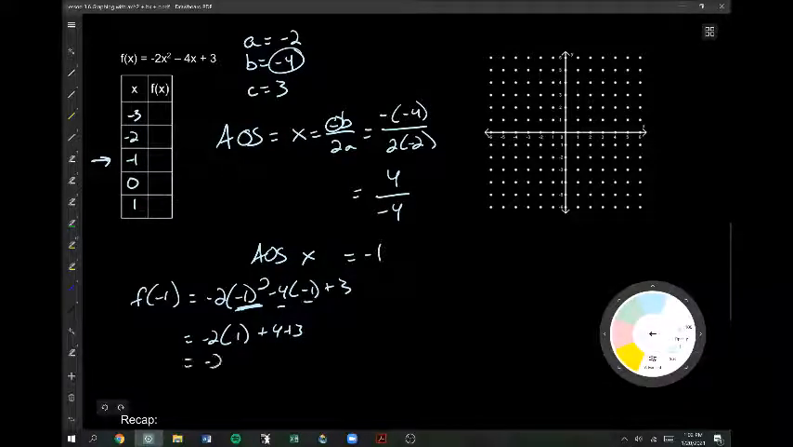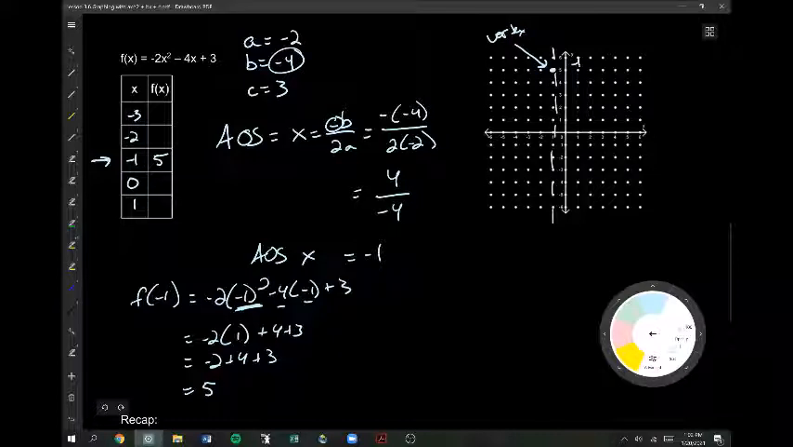And negative 4 times negative 1 is positive 4. Negative 2 times 1 is negative 2. Negative 2 plus 4 plus 3 is 5. If you plug in a negative 1, you get out 5. So here's my line of symmetry. And there's the point negative 1, 5. That is my vertex. The point negative 1, 5.